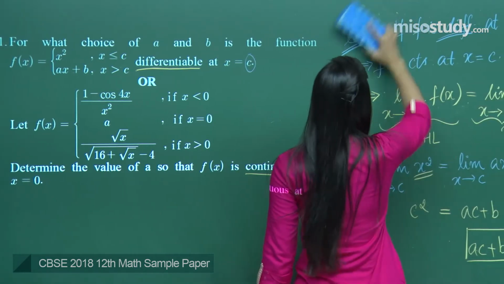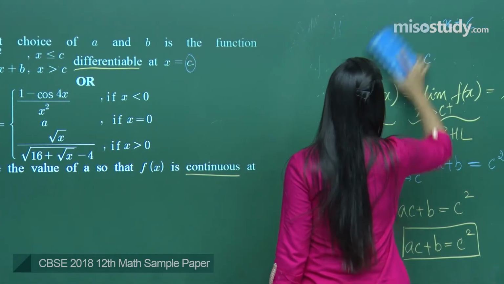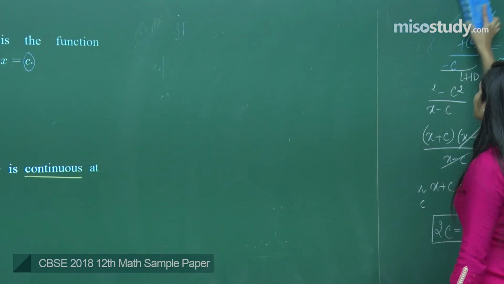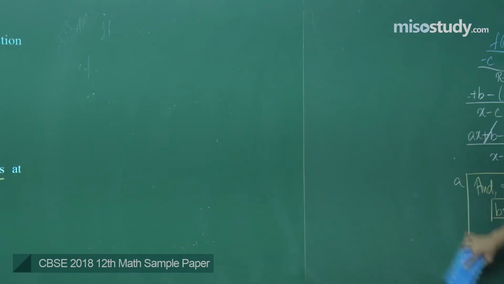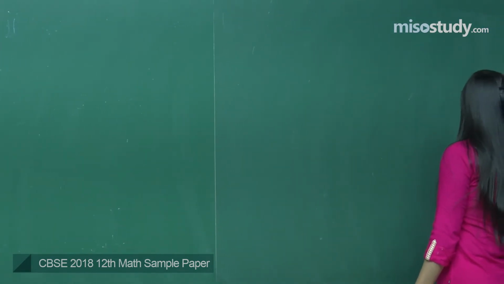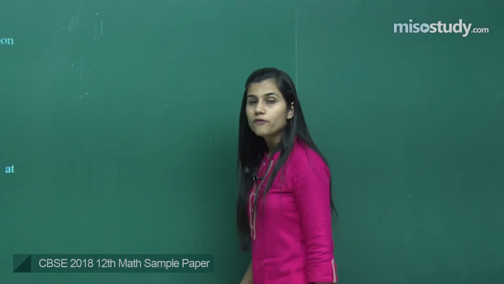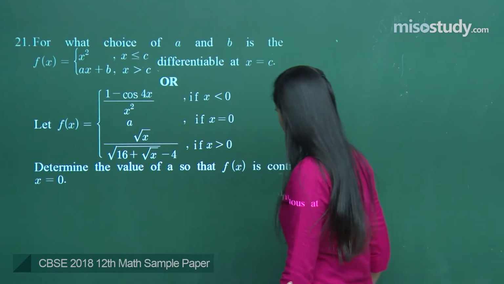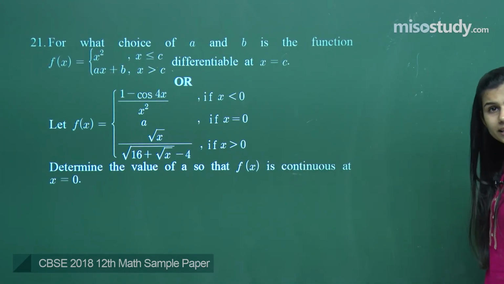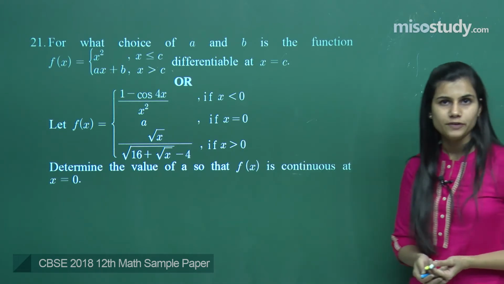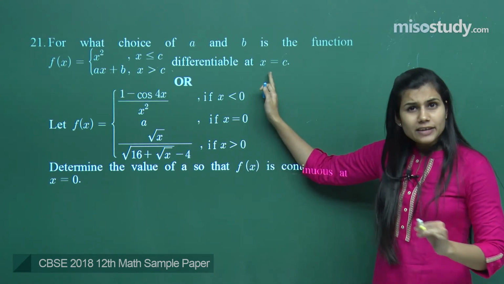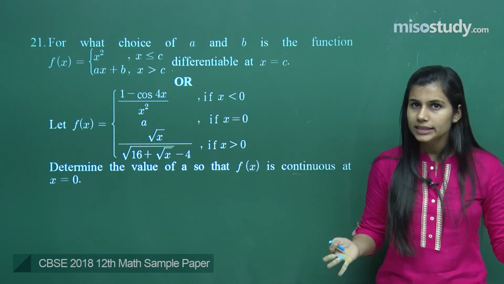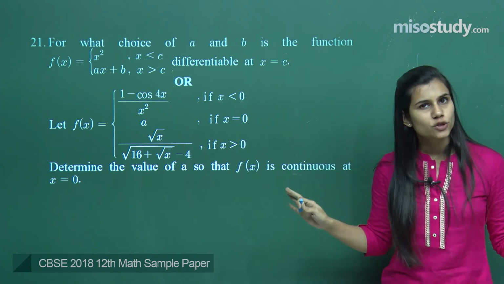And so the only concept, as I said, that was needed was continuity and differentiability. You should know when a function is continuous at a point, and you should also know when a function is differentiable at a point. Also, as I said, you cannot afford to deal with differentiability without dealing with continuity. Until and unless your continuity concepts are clear, you cannot talk about differentiability. This was a fairly easy question, just a direct application of the definitions of continuity and differentiability, and you were able to find the values of a and b easily.